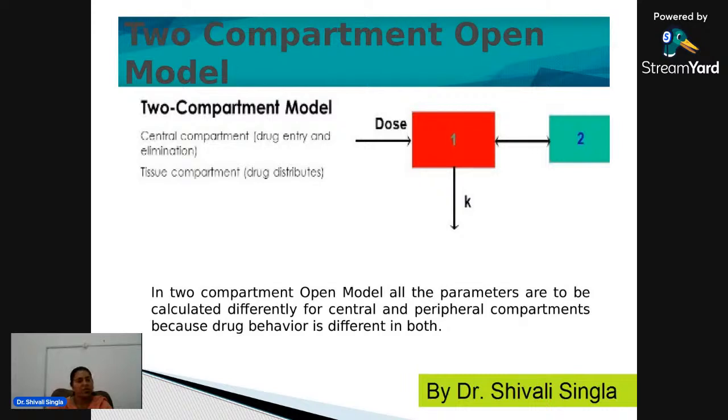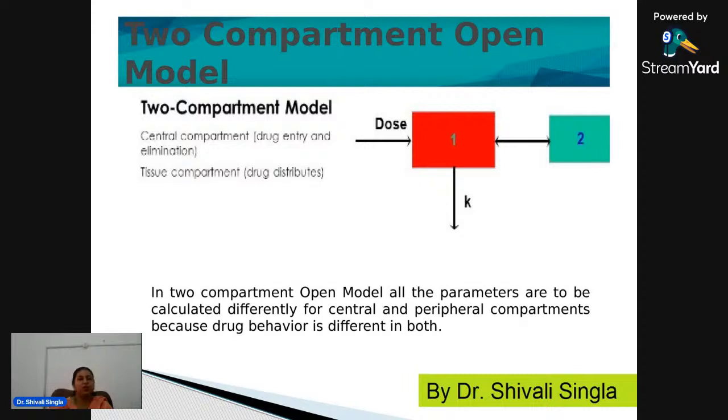Now coming to our next section, that is two compartment open model. All the talk till now was about one compartment open model, when the body was assumed as a single compartment. Now the drug's behavior is different for different tissues. Means now the body is reacting as two compartments. Here one is the central compartment, that is blood always, and the second compartment is the peripheral compartment. This is also called the tissue compartment.